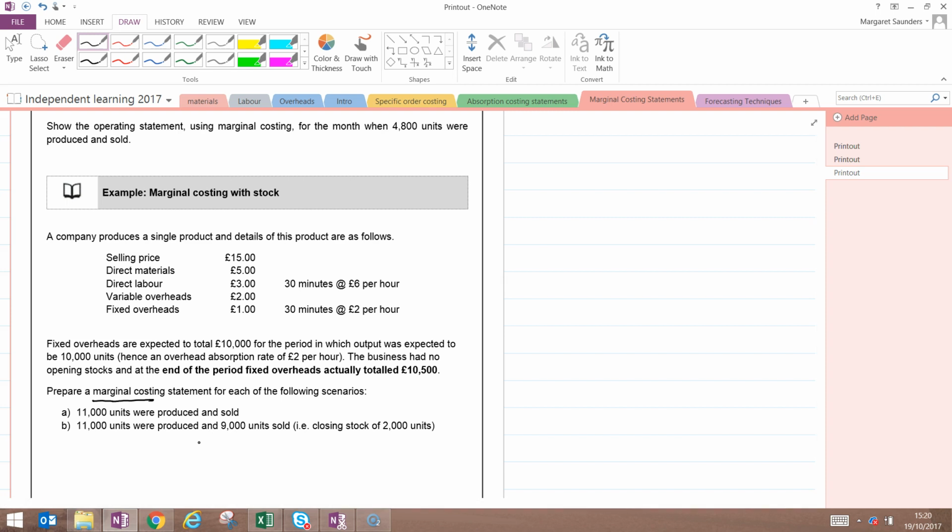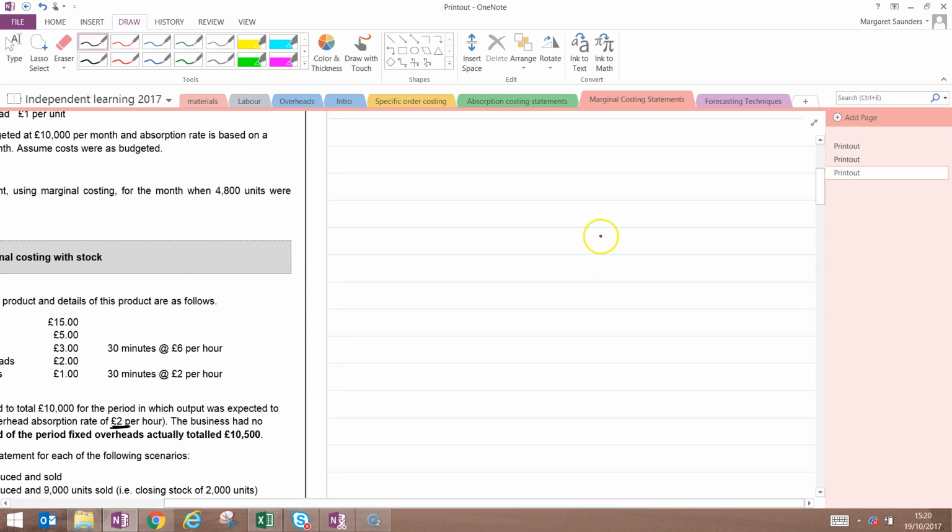Now this example does have some information within it that we do not need. As we're doing a marginal costing statement, we don't need to know about absorption rates, so just bear that in mind. This absorption rate of £2 is not going to be needed. So if we start with our sales, we know that 11,000 units were produced and sold, and they were sold at £15. That gives us a sales revenue of £165,000. We then need to work out our cost of sales.